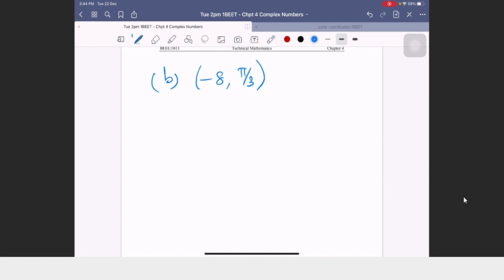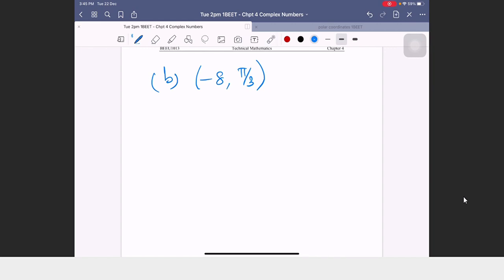Negative 4, negative 7. Okay, let's see this. First of all, your answer is negative, negative, and that sounds right.